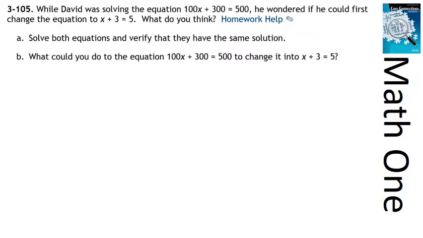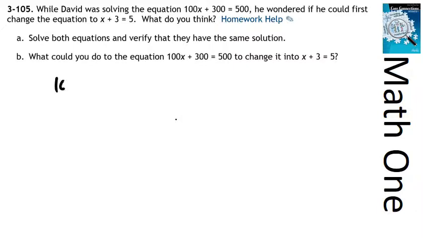So while Dave was solving the equation 100x plus 300 equals 500, he was wondering if he could first change this equation to x plus 3 equals 5. Dave's an insightful guy, right? Thinking outside the box. I like this Dave character. He says, what do you think? So solve both equations and verify that they have the same solutions, if they indeed do.